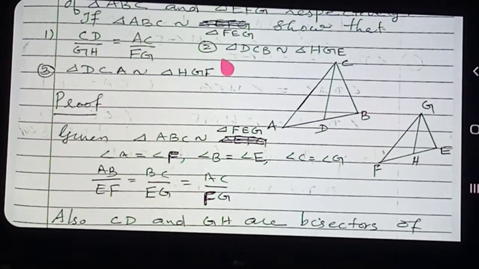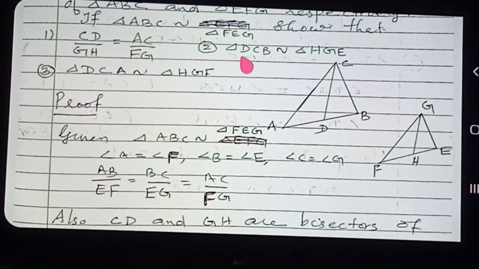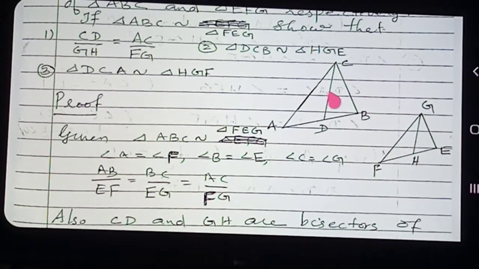Now the second question, listen. Question number 2: triangle DCB is similar to triangle HGE. Triangle DCB means which triangle? This one. And HGE means which triangle? This one. So can you prove this also? Yes, you can prove it.